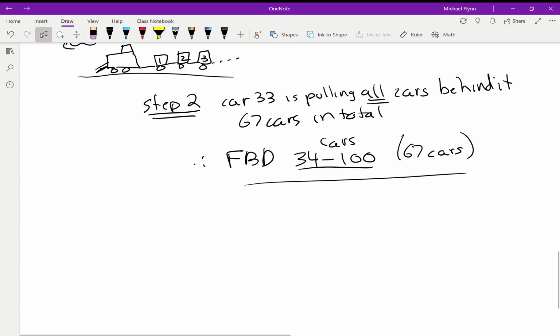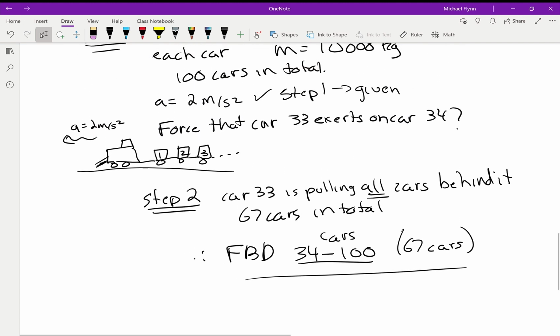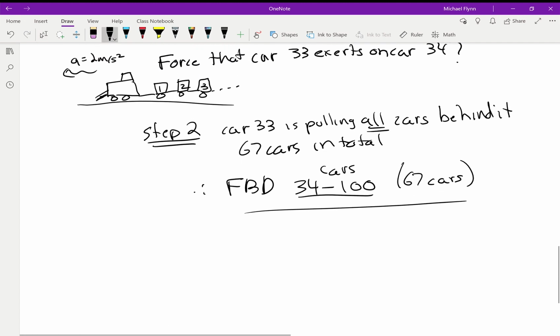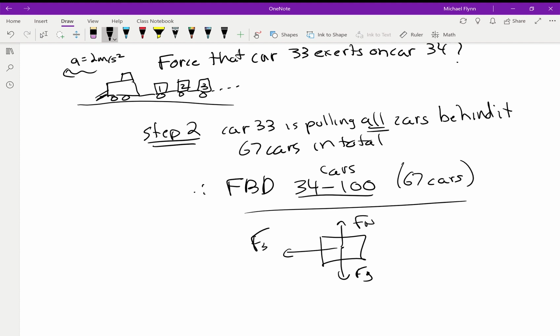When you group them all together, let's say we group a whole bunch of cars together, it's going to look like this. There's gravity, there's a normal force, and then there's the force of car 33 that is pulling all 67 of the cars behind it. Not just one car, it's pulling all the cars behind it. And it's going to accelerate, and we already know that's 2 meters per second squared, because it was given.